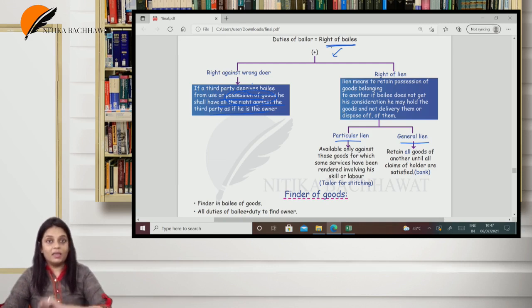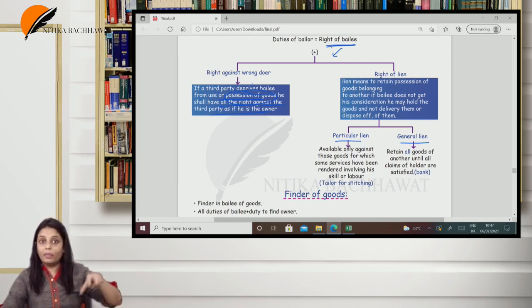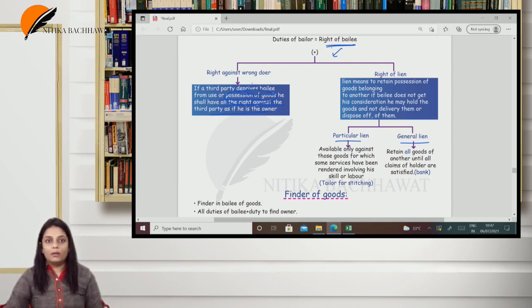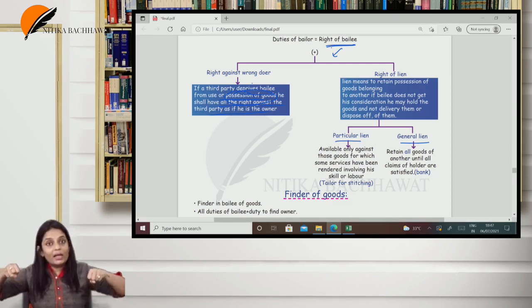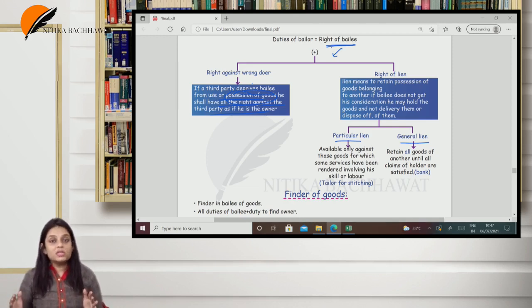Yes. In the case of the tailor, he couldn't retain the 2 shirts for which you are paying. But in the case of a bank, they have a general lien, that is a lien over the general balance of the account. So even if the loan was taken against the security of one of the fixed deposits, the bank can retain the second fixed deposit also unless you pay them. So this is general lien. It's not available to everyone, only banks or CAs can exercise this.